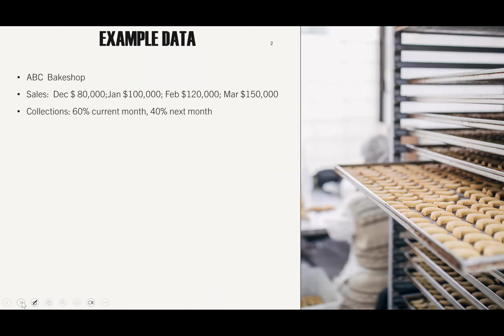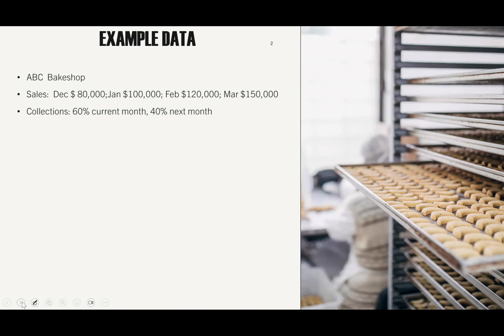Now, remember, we are moving from accrual accounting to cash accounting right now. We are trying to figure out that although their sales in a given month are 80,000, 100,000, and so on, how much cash do they collect? Because if all the sales are happening on credit, then they don't see any cash.